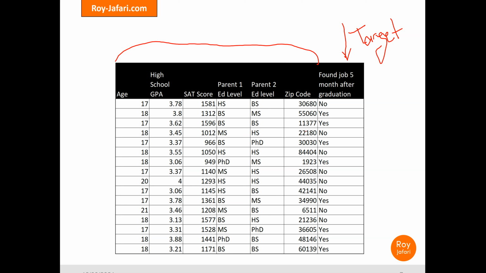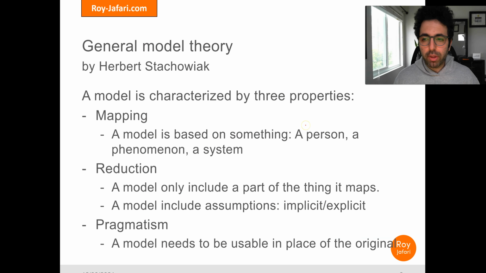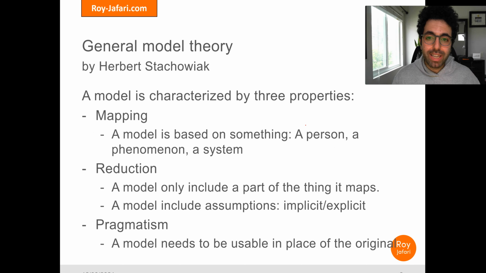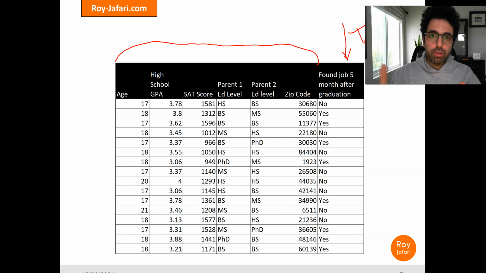Let's get back to our general model theory to recognize these three elements of this model: mapping, reduction, and pragmatism. What are we mapping here? We're mapping students. There are so many different things about them, and we are mapping them by reducing the students to these attributes. So the students are now represented by these attributes.